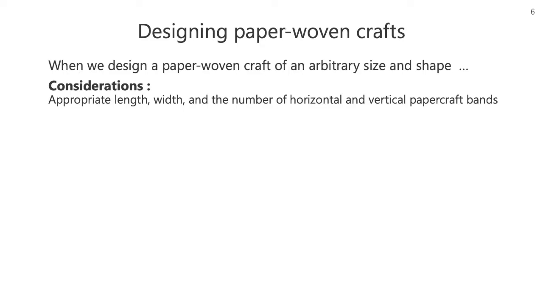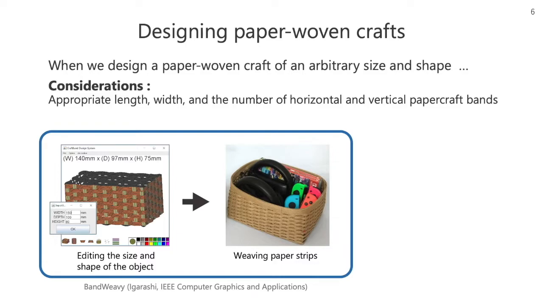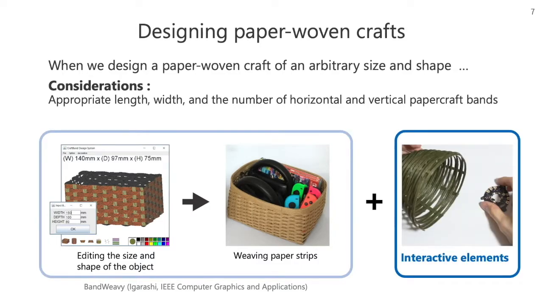But designing an arbitrarily sized and shaped object without using a ready-made layout is difficult. It is necessary to consider the length of the strips to be cut and a number of rows to match the shape. For this, Igarashi proposed Bandweavy, an interactive design system for paper-woven crafts. The Bandweavy system computes the length and width of each strip to satisfy the requirements. If we can add interactive elements to the original paper-woven artwork, a greater variety of expressions will be possible.